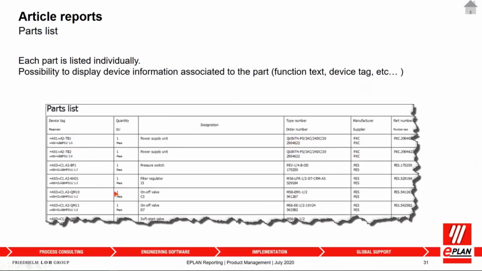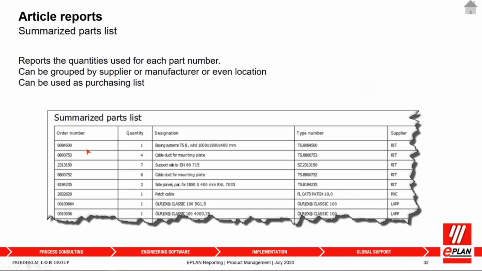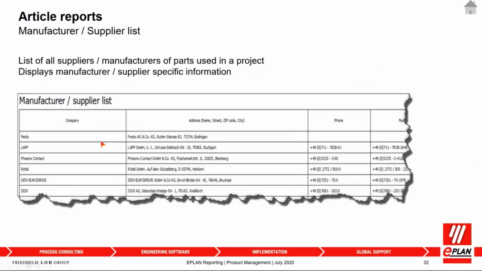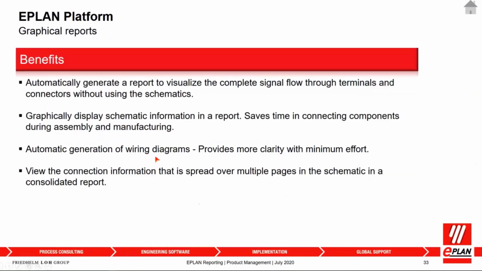So they don't summarize the quantities. If you want to use a summarized parts list, now you'll see each part number, but you'll have a quantity summarized of how many times that part is being used in the project. And you can, of course, list all of the tags that are applied to that particular part. So 2 different types of reports, depending on what your requirements are. Here we've got a manufacturer supply list to identify all of your supplies and manufacturers used in your project with addresses and phone numbers to contact if needed.